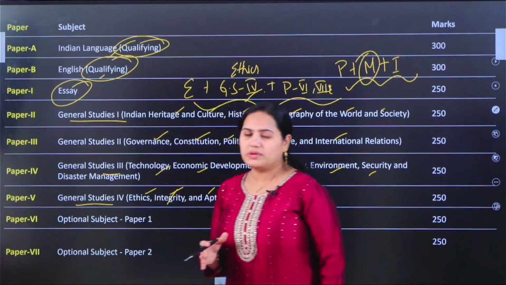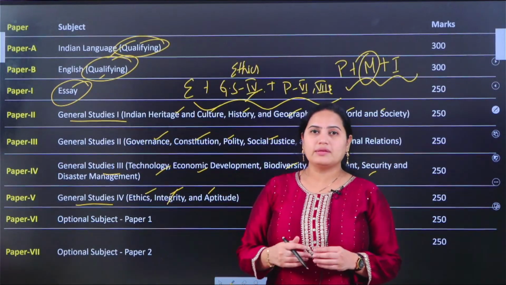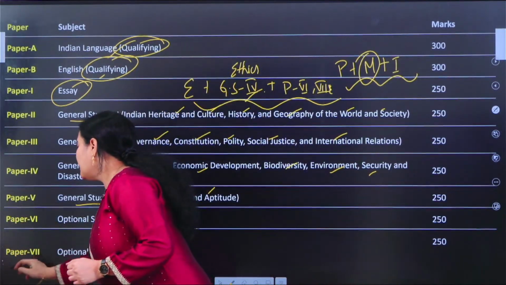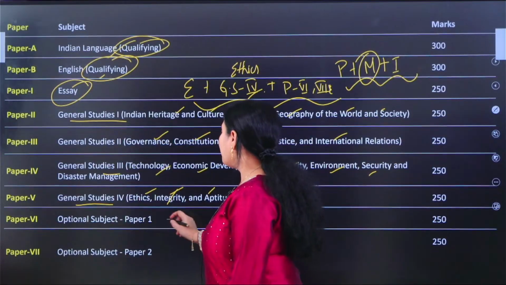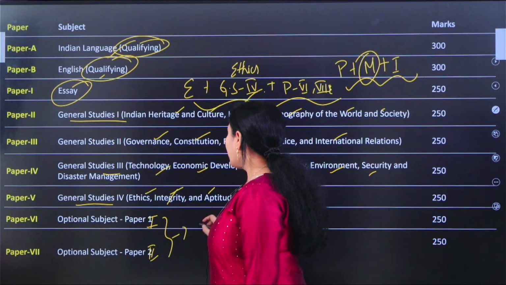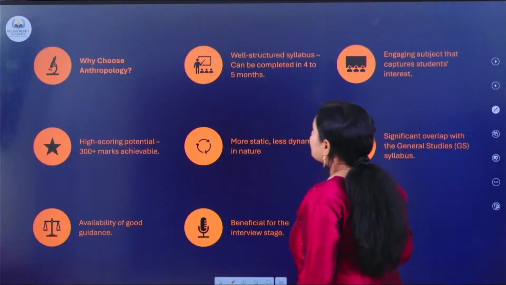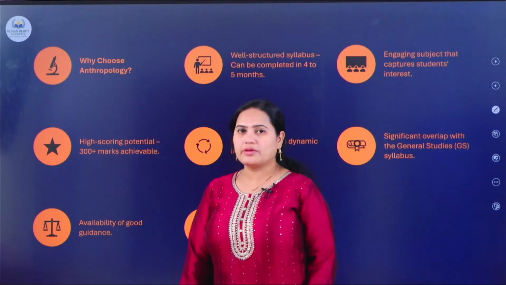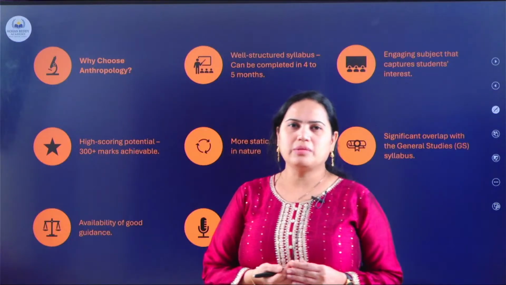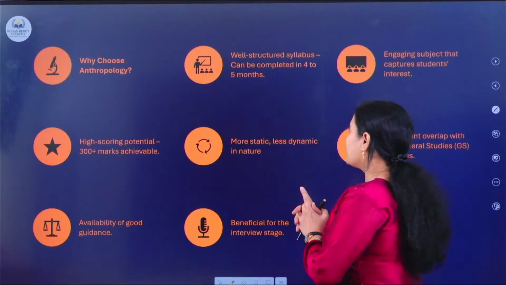There are many topics in anthropology which you can use as case studies while writing answers for ethics, integrity and aptitude. Paper 6 and paper 7 are purely related to the optional. If your optional subject is anthropology, it is a perfect gateway for you to get into the examination. Now let us understand why one has to choose anthropology. If I ask you why one has to choose anthropology, obviously the answer will be, ma'am, it is very scoring. Apart from that, what else can you expect from anthropology?